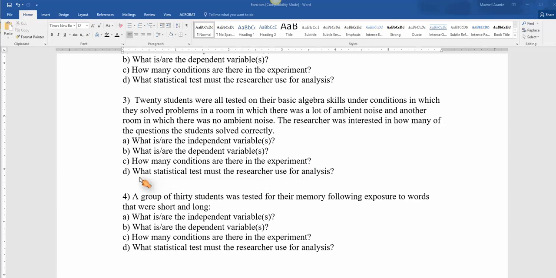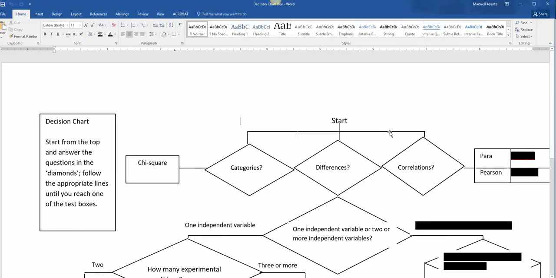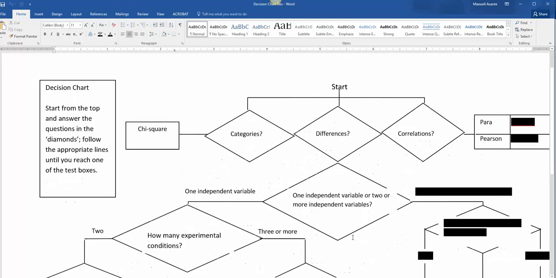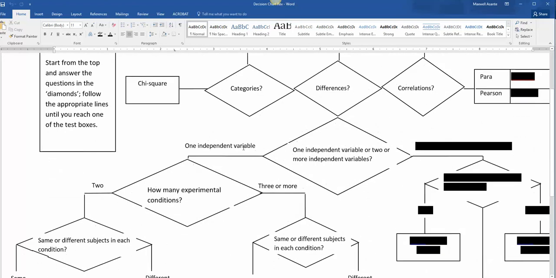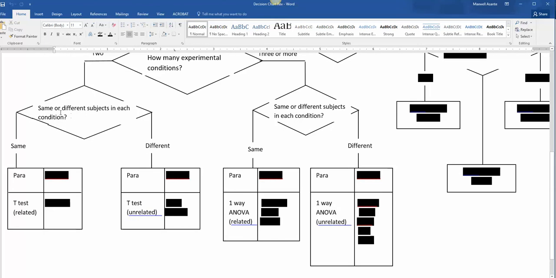The last question is, what statistical test must the researcher use for analysis? Again, let's go quickly to the chart that we have been using. So here we are looking for differences. We have one independent variable. We have two conditions. And the question is, are there the same or different subjects in each condition?